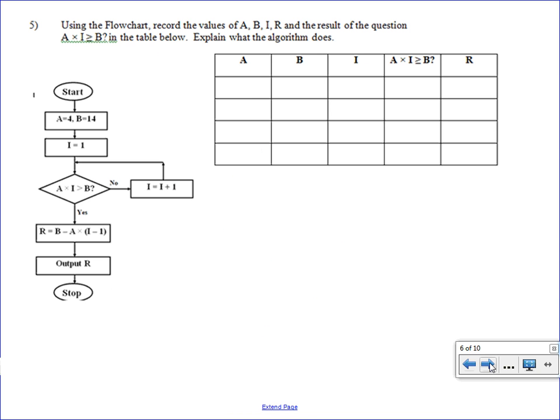Okay, flowchart. So we're going to start the flowchart being told that A is 4 and B is 14, and we record that in the table. And we're now told that I is 1, so we record that in the table. Following the flowchart down, is A times I, so at the moment that's 4 times 1, bigger than 14? No, it's not. So the flowchart says that we have to increase I by 1 and follow it back round. Now, is 4 times 2 bigger than 14? No, so we have to follow it back round and increase I to 3.